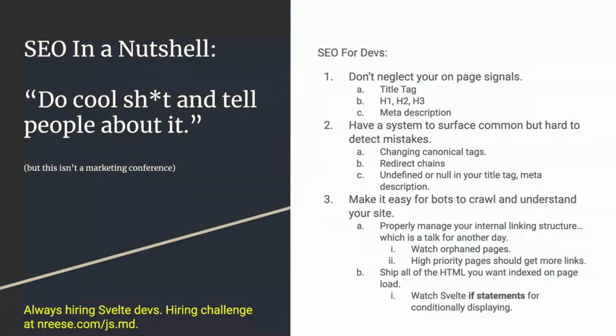Second, from a developer perspective, have a system to surface common but hard to detect mistakes. A good example of this one that will absolutely crush you is if, let's say, your canonical tags are messed up. I've seen it happen multiple times. Canonical tag basically tells Google, hey, this page, the place you will always be able to find it is here. Well, what happens if a user enters your page with a query string, the thing that comes after the question mark in the URL? Google uses the canonical tag to say, don't show the URL that has a question mark. Instead, just show this URL. Well, if you mess that up, you can have some pretty major issues.